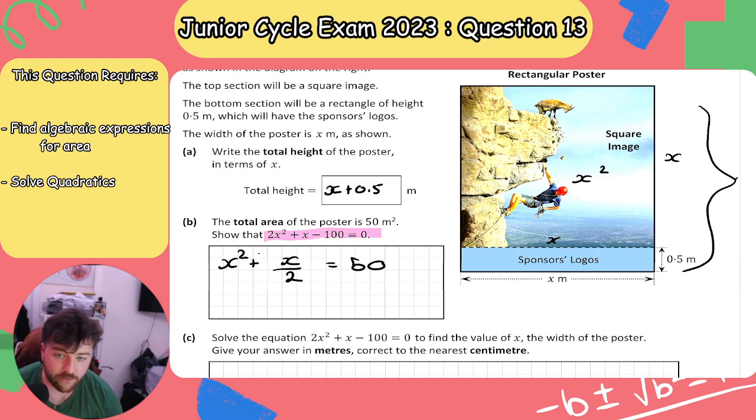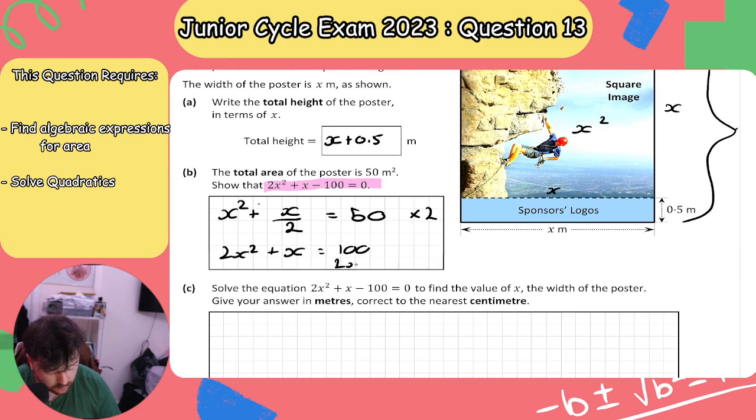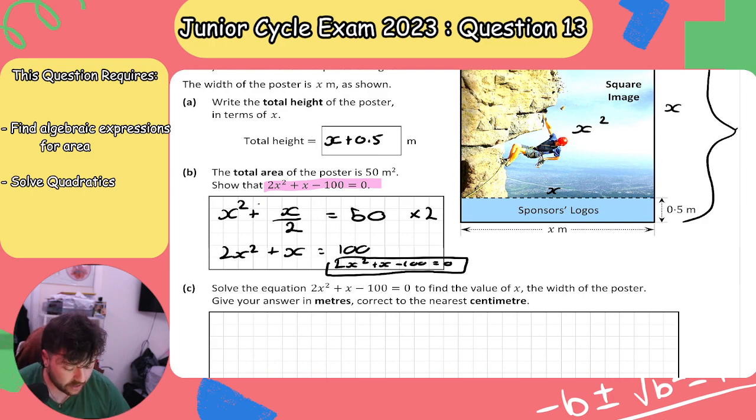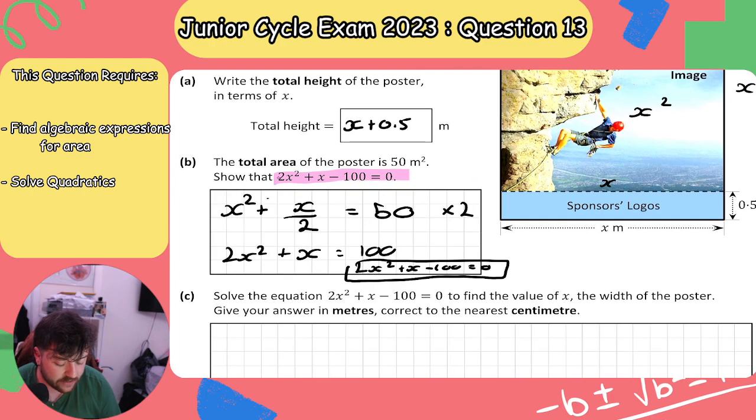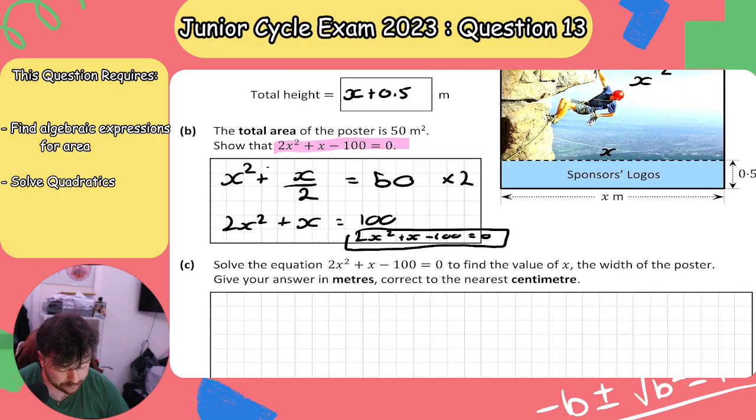So now we see we have a fraction. And to get rid of the fraction I multiply across by 2. So multiply every term by 2. x squared times 2 is 2x squared. x over 2 times 2 is x. And then equals 100. And then you bring the 100 over. 2x squared plus x minus 100 equals 0. And that's how you prove that there. So you probably would have lost marks if you didn't recognize you had to multiply across by 2.